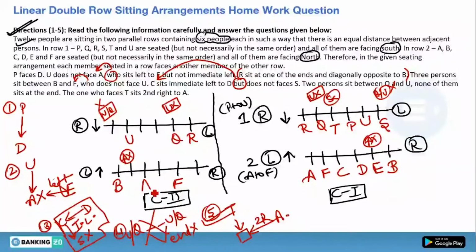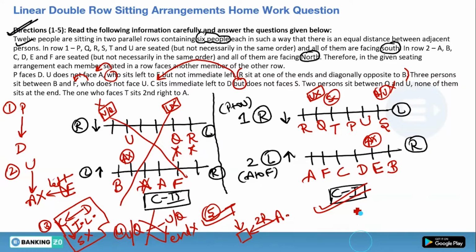So if I assume A over here, we know that the person facing T is A's second right, which is F. F should face T. But here the space for T is not left because Q is already seated. So A cannot come over here. Similarly, if I assume A over here, T cannot come because R is already seated. So our condition number 5 is not getting validated in case number 2. This case is completely eliminated and this is our confirmed case.